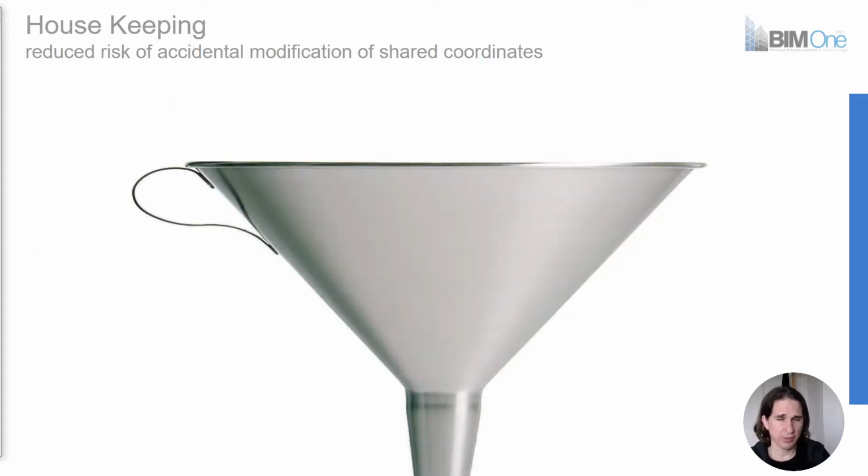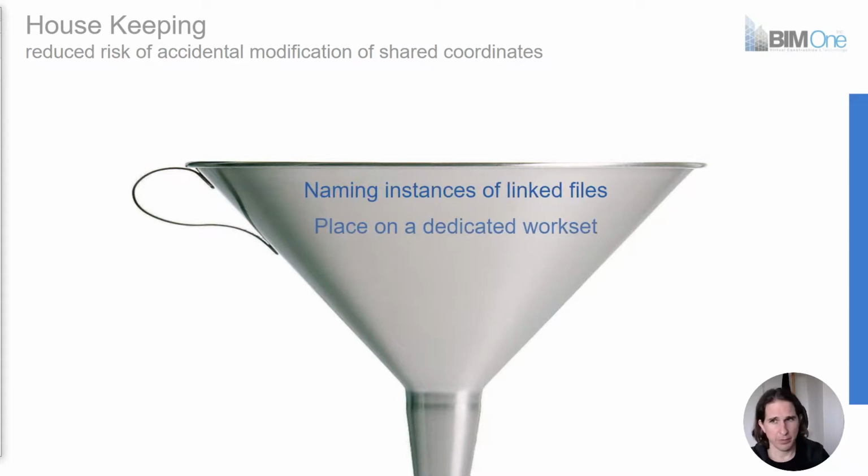And then we'll do some housekeeping. So to reduce the risk of accidental modification of shared coordinates, you would want to name all the instances of your linked files, place them on a dedicated work set, both the instance and the type. It's easier for you after that to select them and to understand what you have when you select something.